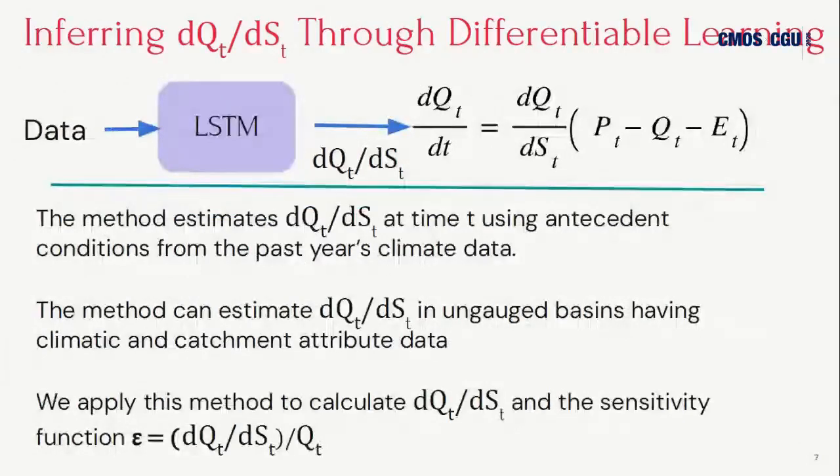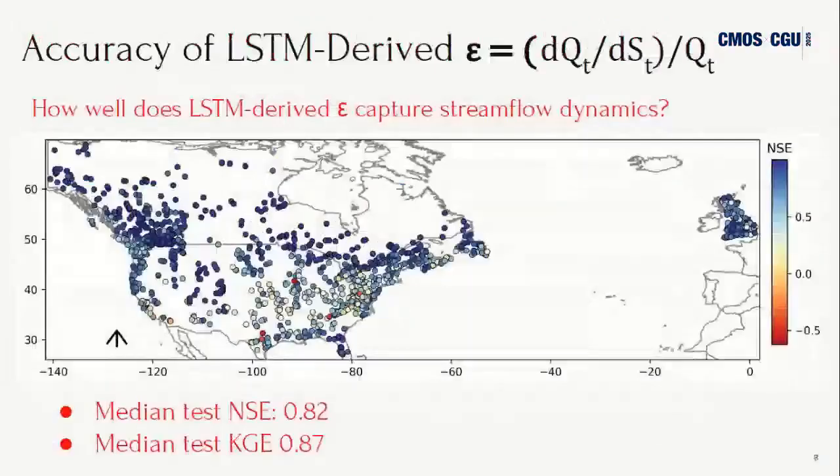After this model is trained, it can be evaluated for each time. If we have daily data, we can have daily dq over ds. Potentially it can even be used in ungauged basins, because we have available data on precipitation, temperature, and other required data. This is the purpose of the future of this research. Also, as I mentioned, we normalize this dq over ds derived from this formula by the q value for each time to be able to compare it better across different catchments.